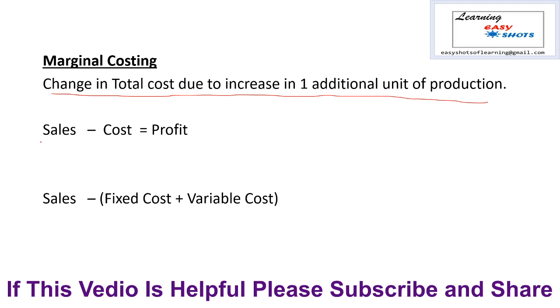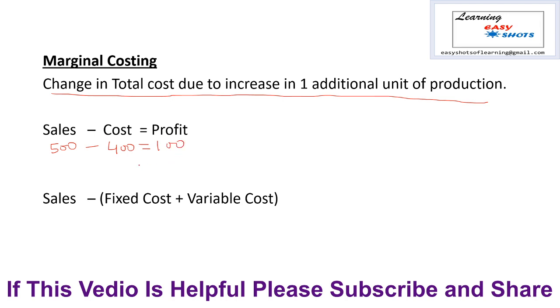To calculate profit in marginal costing, let's begin with a simple equation. Here the selling price per unit is rupees 500, and in manufacturing this product the cost we incur is 400 rupees, so our profit is 100 rupees.